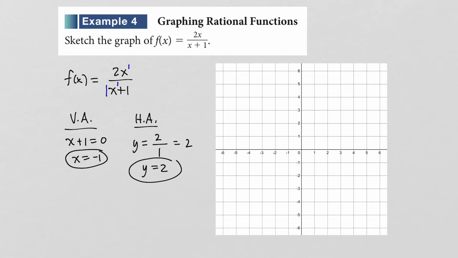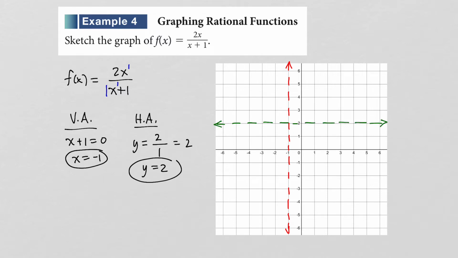So the vertical asymptote is x equals -1. That will be a vertical line which passes through the x-axis at -1. And the horizontal asymptote is y equals 2. And that is a horizontal line that crosses the y-axis at 2.